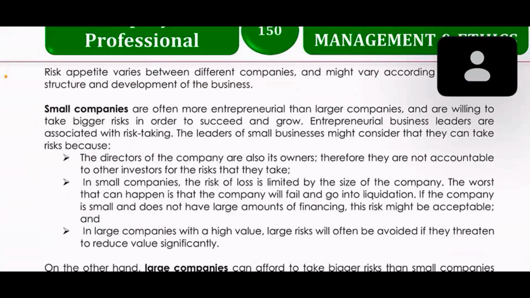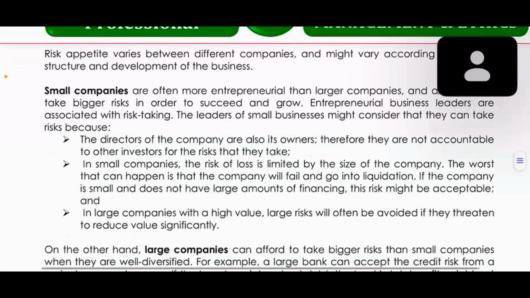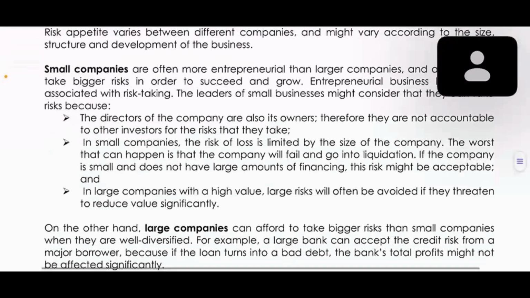You understand? Because the directors are also the owner of the company, they would know how to manage it, and the worst case scenario is liquidation. And we also have that in large companies, because large companies want to avoid large risks, it later comes to small companies like these because they know that, okay, what's the worst that can happen? The company will close down.